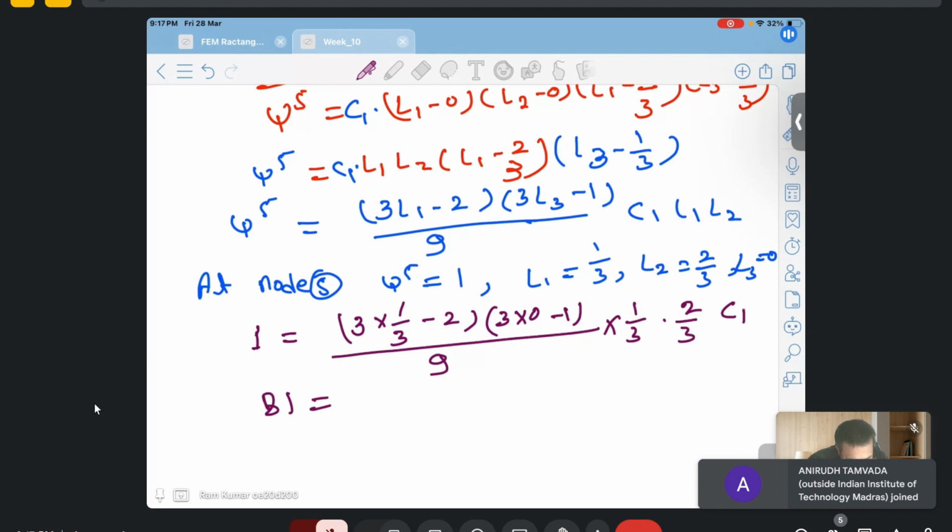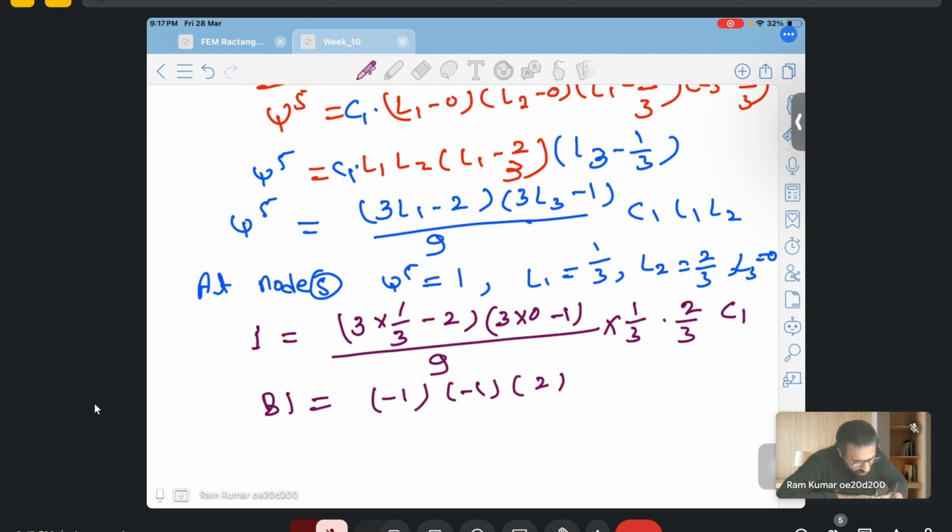81 equal to, so this will be 1 minus 2, it will be minus 1. Correct? Yes, sir. This will be again minus 1. This will be 2 into C1. So our C1 will be, what will be our C1? C1 will be 81 by 2.